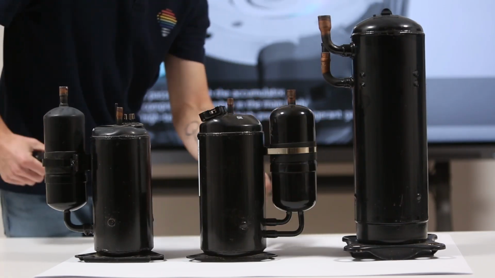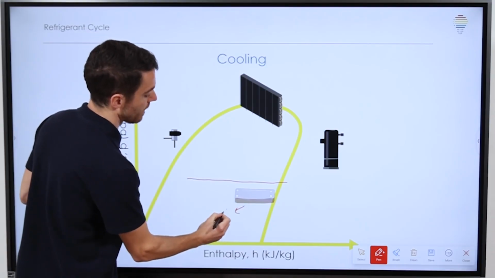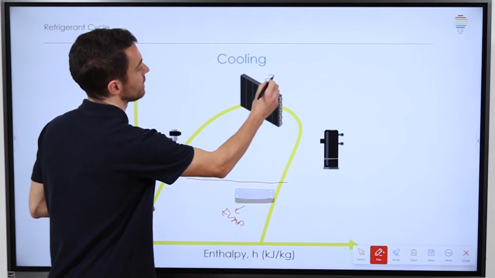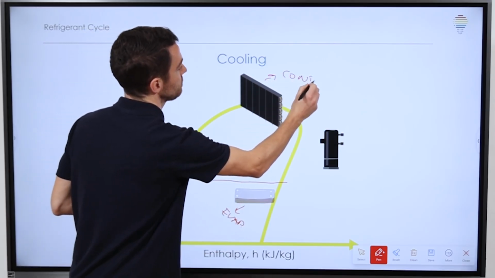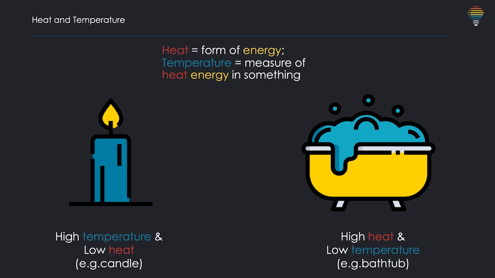In the lower area, like here, this one is the evaporator. And this one is the condenser. Because now in cooling, low heat, high temperature, and high heat, low temperature.